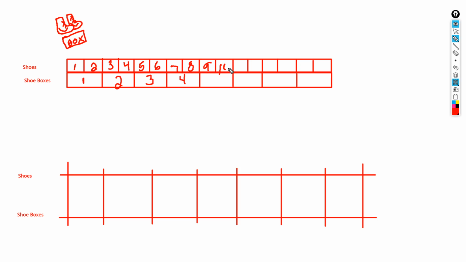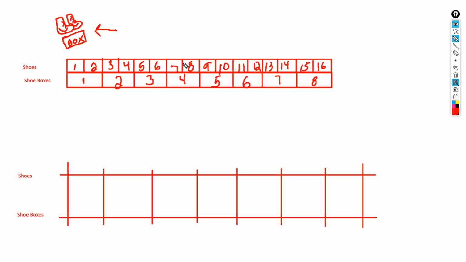9 and 10 is going to be our 5th box. 11 and 12 is going to be our 6th box. 13 and 14 is going to be our 7th box. 15 and 16 is going to be our 8th box. So you can see this is a really nice visual way to show these equivalent ratios to our original, which is right here. And again, you can use this multiple ways, right?